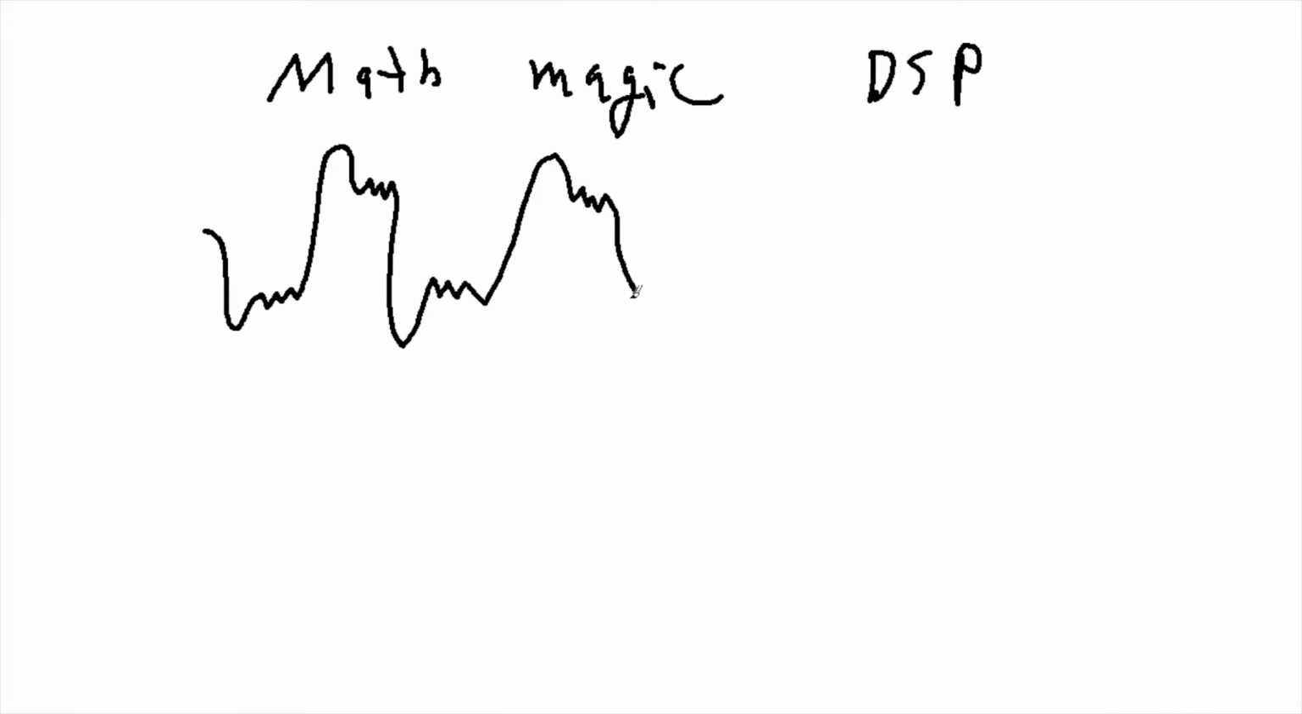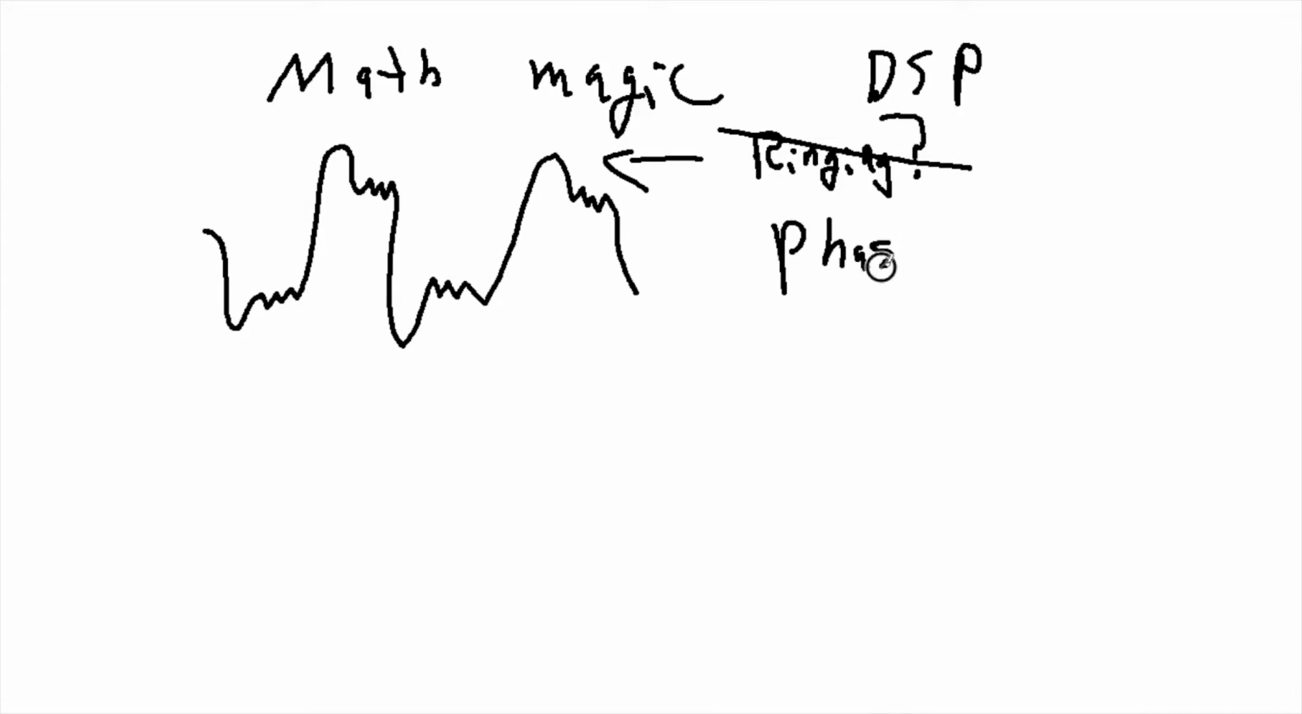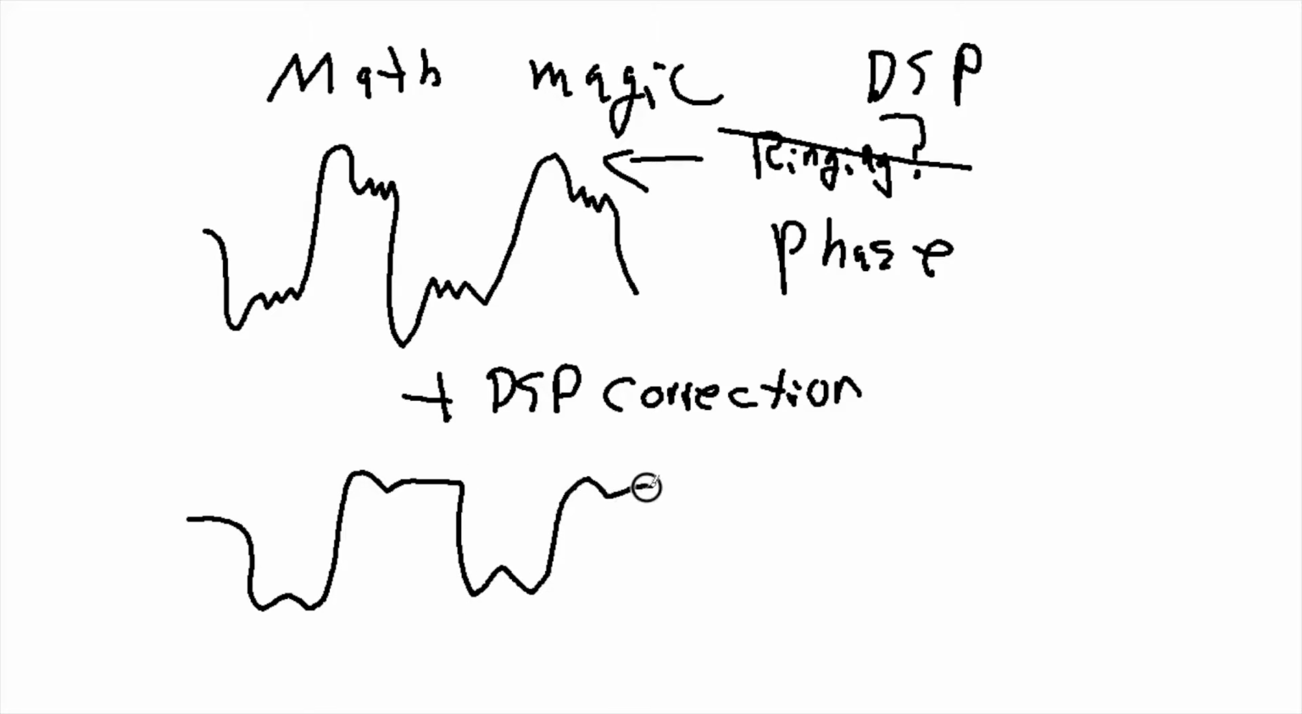You might have a waveform that looks like this, and you'll think, oh, is that ringing? Well, no, it's not ringing. You're running into phase problems, and you can use DSP correction, digital signal processing correction, to make that look a little bit more like what we would expect to see.